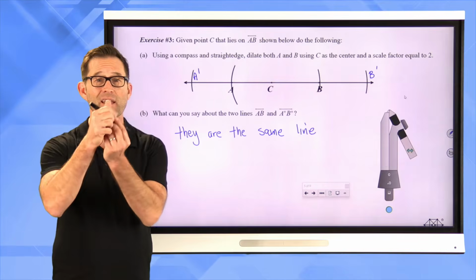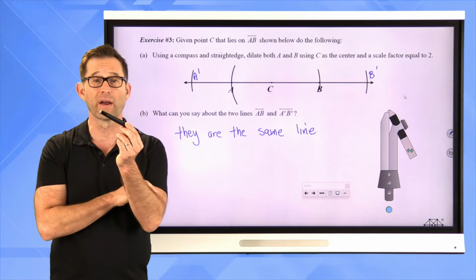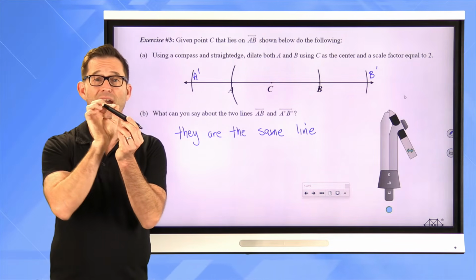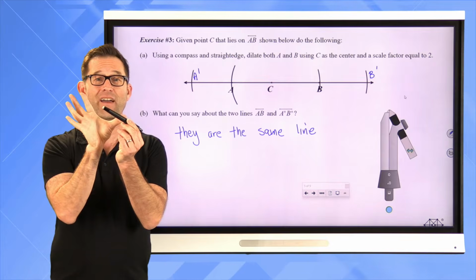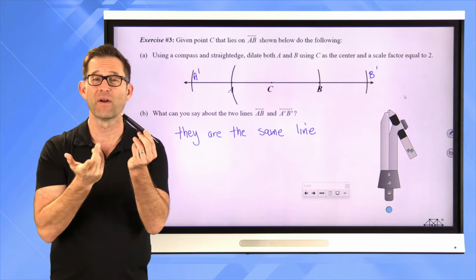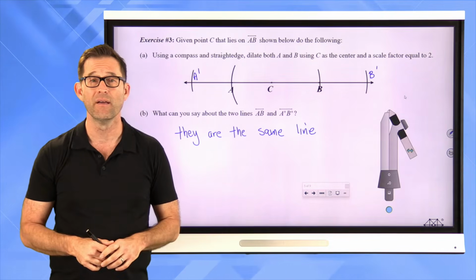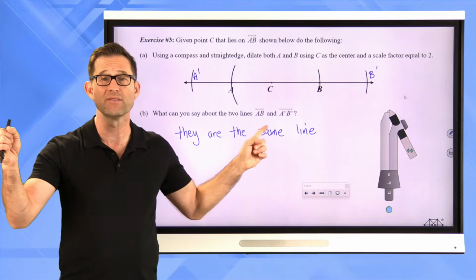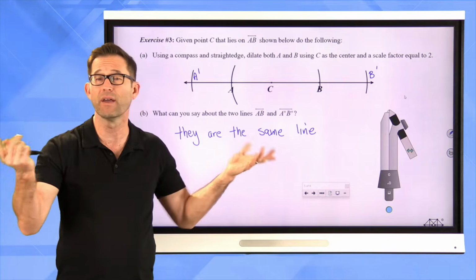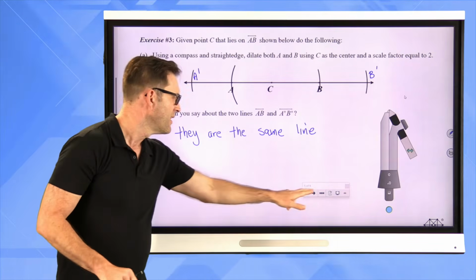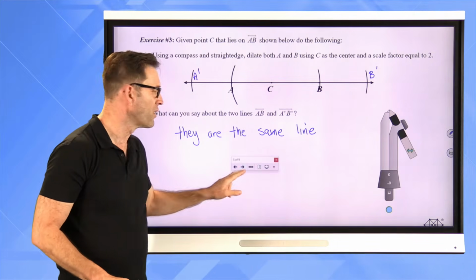And it kind of makes sense. I mean, if I have a line that goes on forever in two directions, and I got some point that lies on the line, and then I stretch that line out or shrink that line down, right? Since the lines are infinitely long, it just remains the same line. It doesn't rotate or anything like that. It's the same line. That's not the most interesting part of dilations.